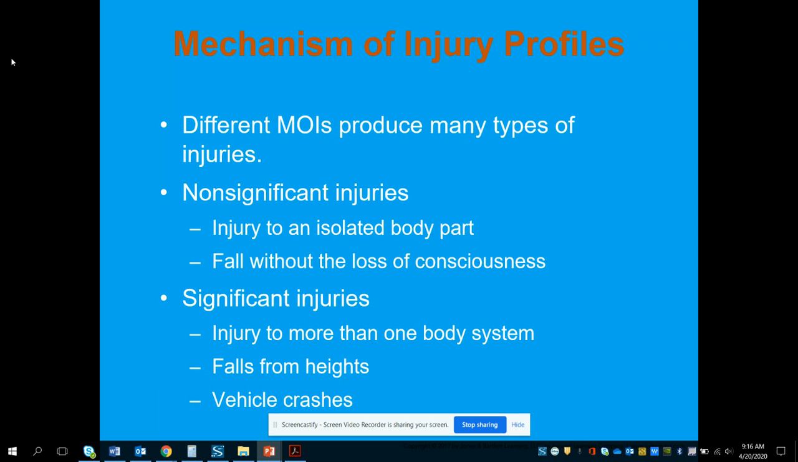So different mechanisms of injury will produce many different types of injuries, and we know the difference between non-significant and significant. So just giving you a few examples of those.